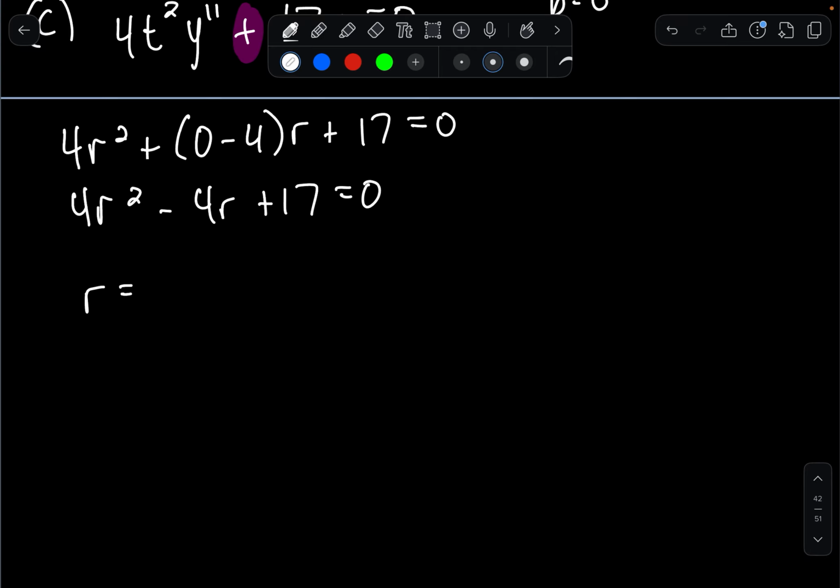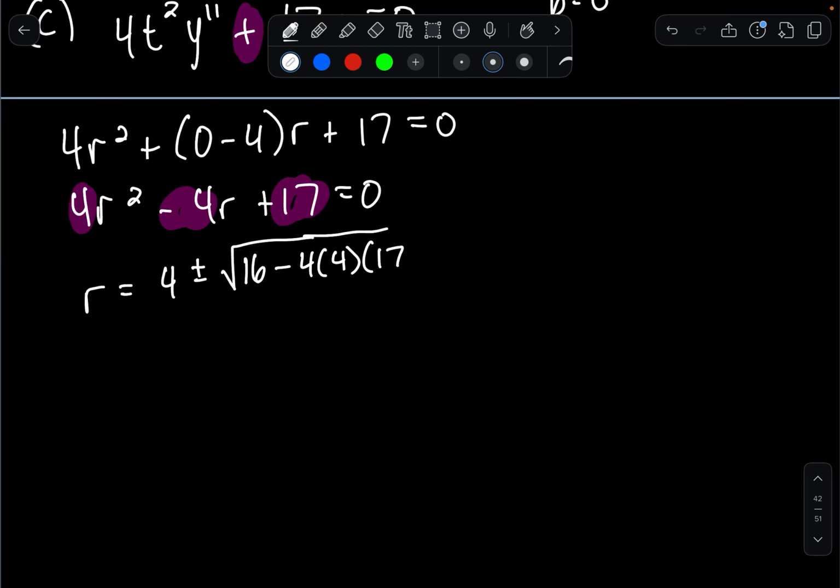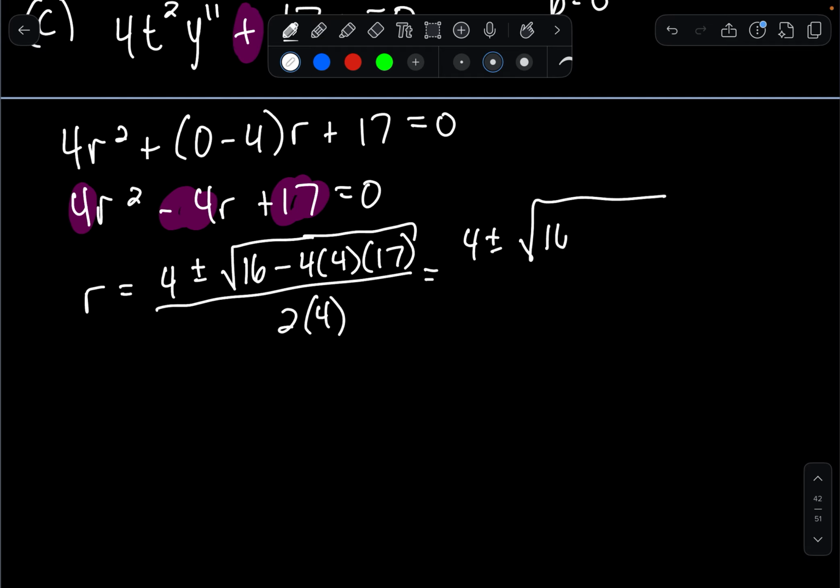So we are now using these values, 4, negative 4, and 17, as the a, b, and c values in your normal quadratic formula. So opposite b, plus or minus the square root of negative 4 squared, which is 16, minus 4 times a times c, all over 2a. All right, so this is 4 plus or minus the square root of 16.